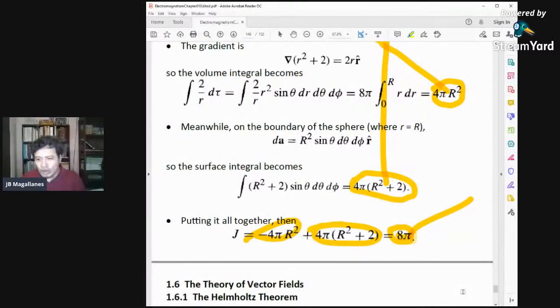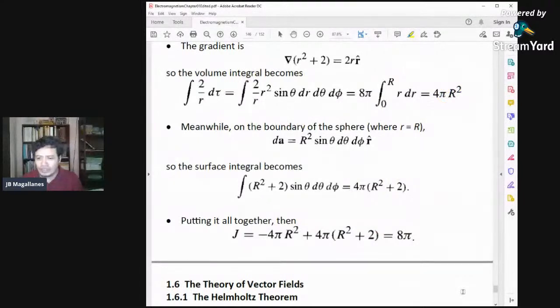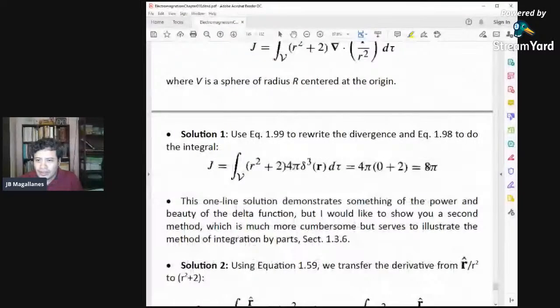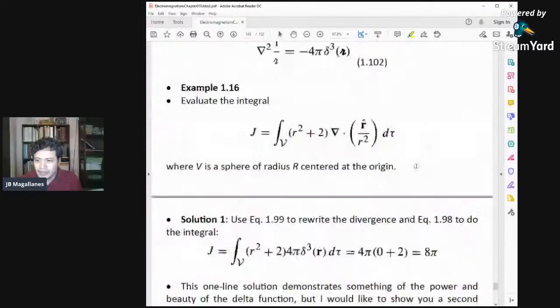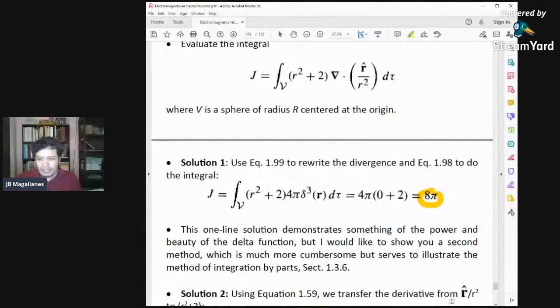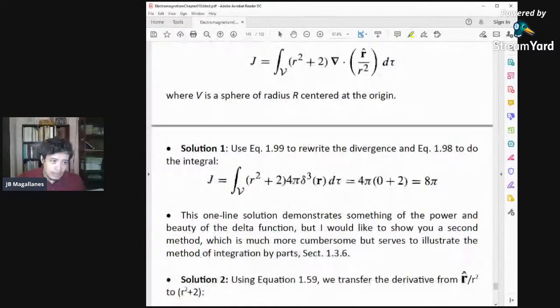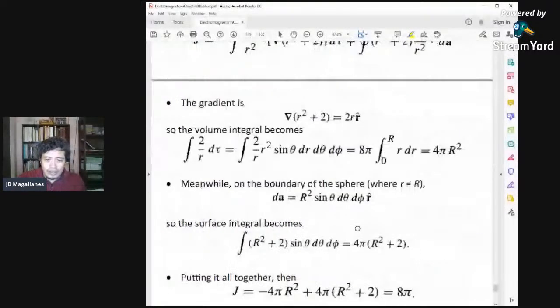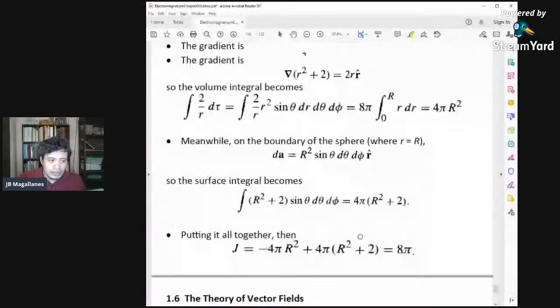So you can do the long way and you can do the short way using the Dirac delta function, and you still get 8 pi, same as here. So all you have to do is know the techniques of integration, and that will just make your problem easier to solve.